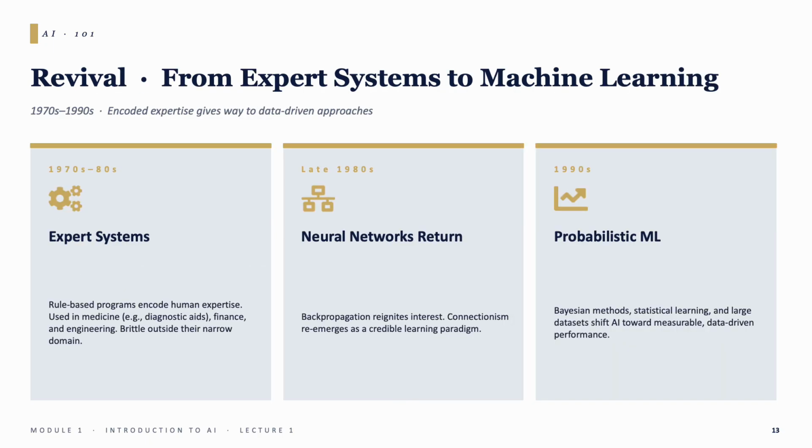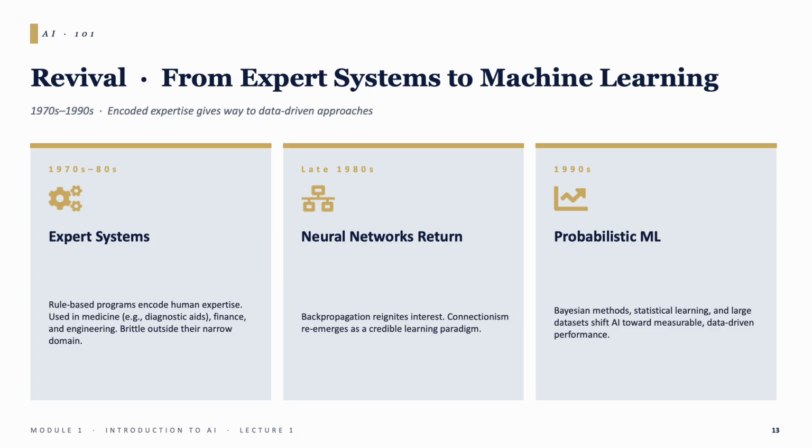After the AI winter, expert systems became popular. These systems used rules created by human experts to solve specific problems. While effective in narrow domains, they lacked flexibility. Later, neural networks returned with improved training methods such as backpropagation.